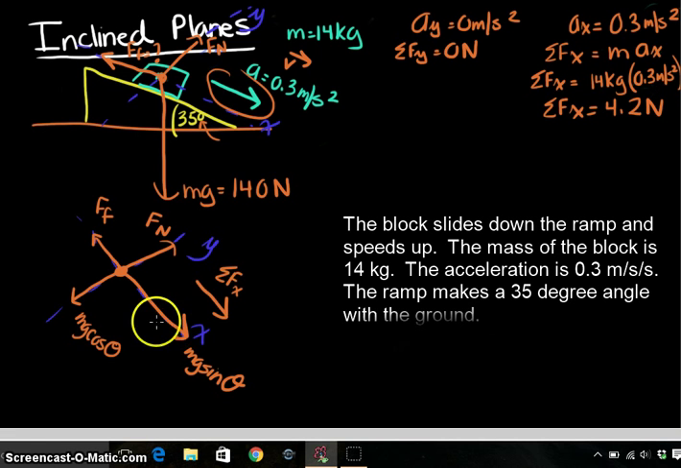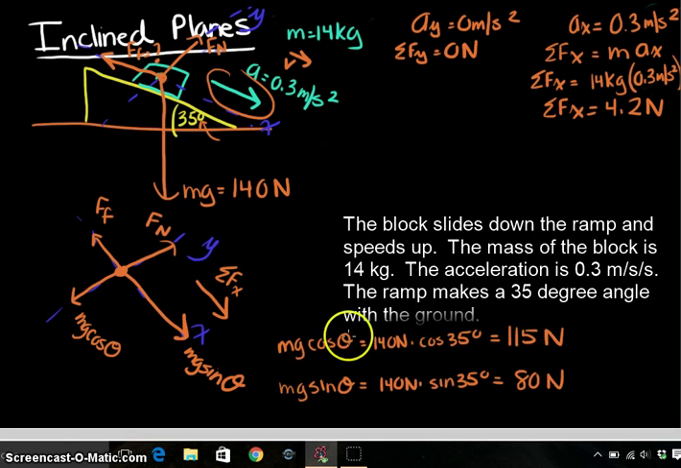Okay. Let's find our x and y components of mg so that we can finish our problem. Okay, so our mg cosine theta is just 140 newtons times the cosine of 35 degrees, and that gives us 115 newtons. When I look over at my force diagram, I have this going in the downward direction, so I'm going to have my downward direction be negative, so this should be a negative 115 newtons.